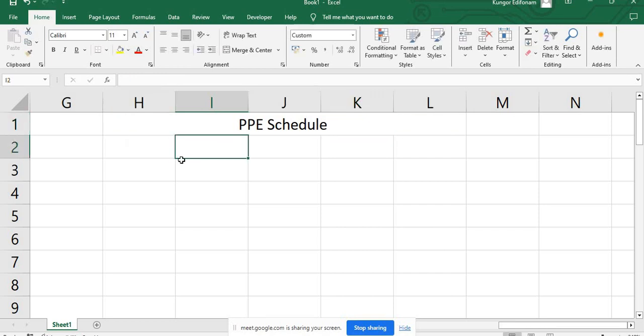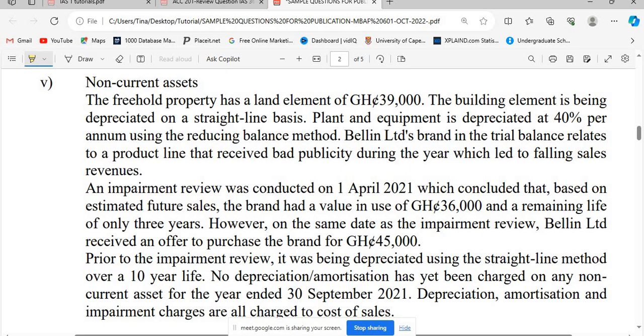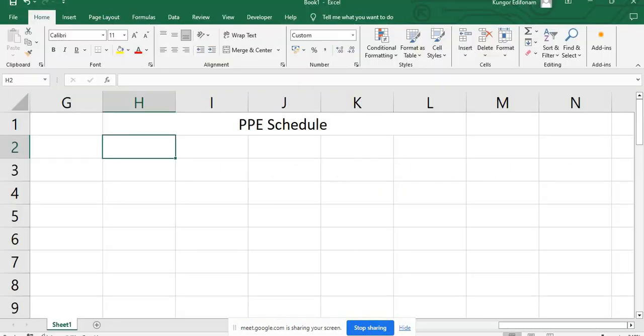We have here our PPE schedule. So we will have the asset name as heading. With the freehold, it's in 2 components. So we have a land and then a building. So a land and then we have building elements. Okay, so we have both in our statement.